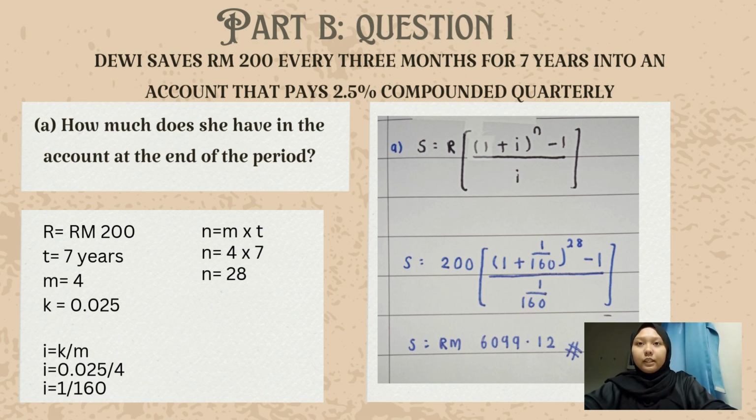The future value formula is S equals R, open bracket, open bracket 1 plus i, close bracket, power of n, minus 1, over i, close bracket. So S equals 200, open bracket, open bracket 1 plus 1 over 160, close bracket, power of 28, minus 1, over 1 over 160, close bracket. So the answer of S is RM 6,099.126.